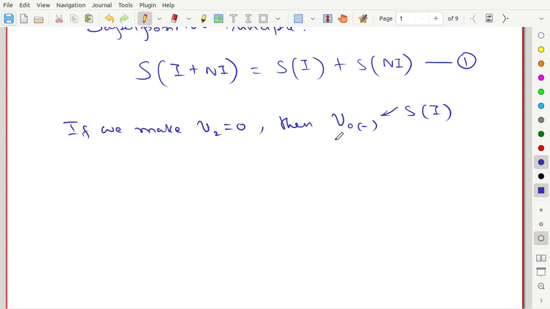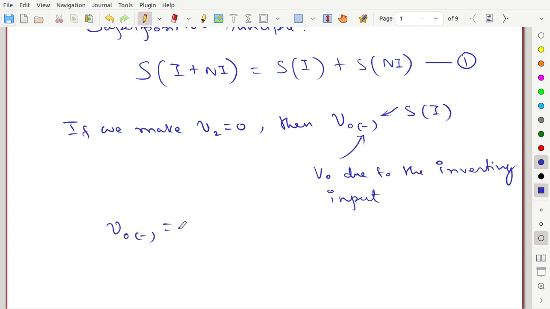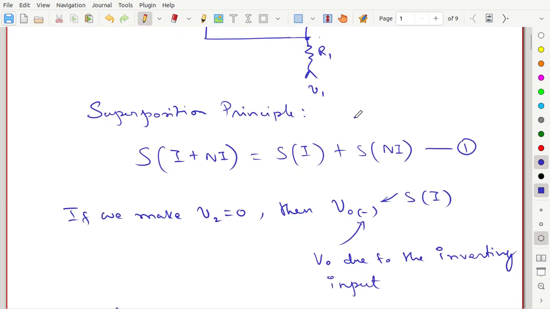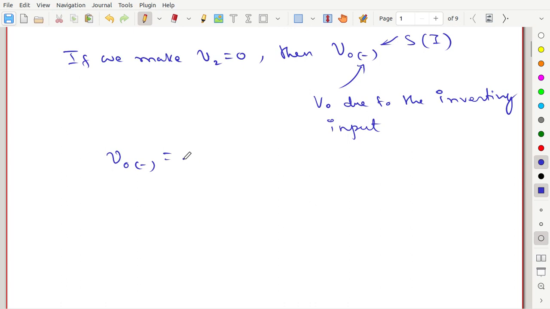The V out due to the inverting input, this V out of minus, is given by the inverting amplifier formula. So it's V out minus equals minus V1 times RF by R1. Let it be equation 2.